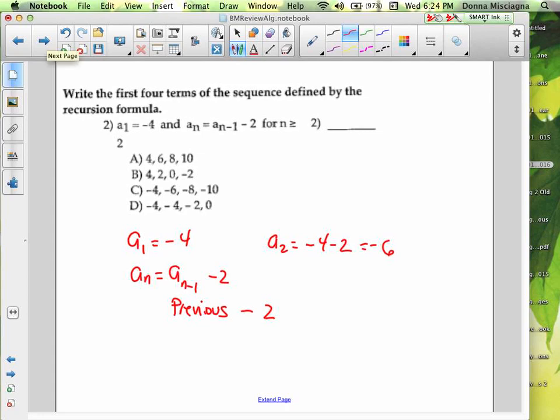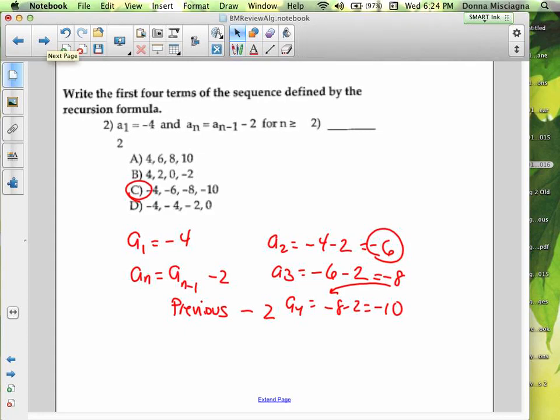And, well, we don't have to do any more than that, but I'll do it real quickly. A3 would be, therefore, this is our second term, negative 6 minus 2, or negative 8. A4, plug in your previous term. So now A3 goes in, and negative 8 minus 2 gives you negative 10. Get the hang of that? And the correct answer is C. And actually, A and B didn't even have the right first term.